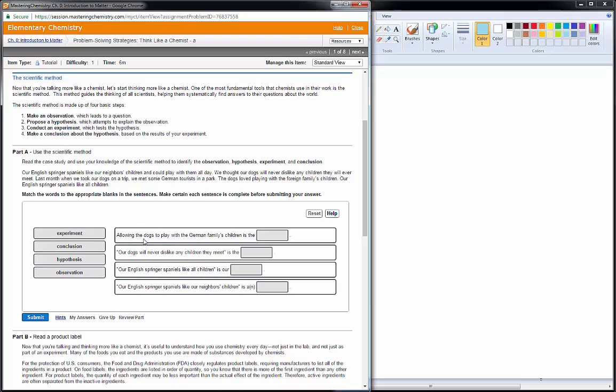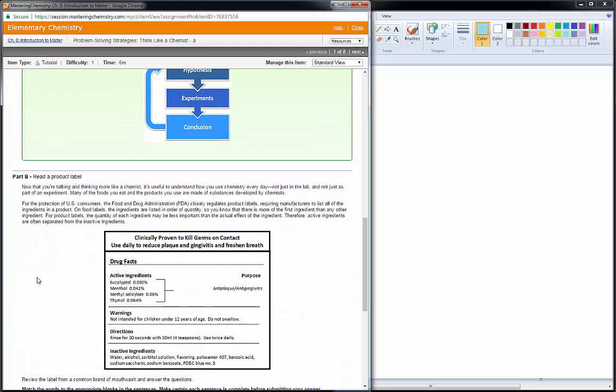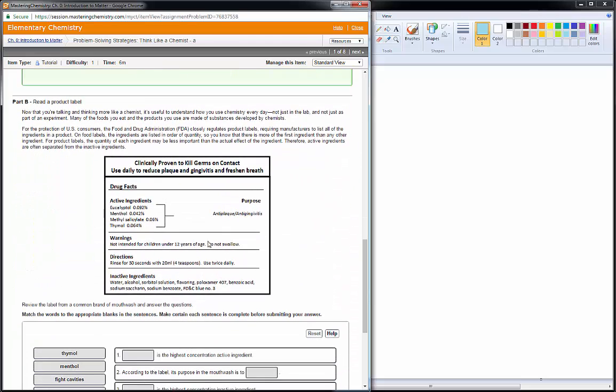So going through here, allowing the dogs to play with the German family's children, that is the experiment. Will never implies that you haven't tested it yet. So that's the hypothesis. Whereas likes all children is a statement of fact. That is our conclusion based on our experiment. And the fact that he likes our neighbor's children, that's an observation. There we go.